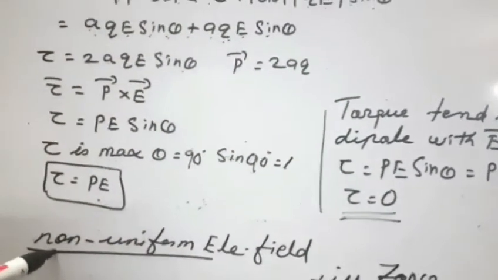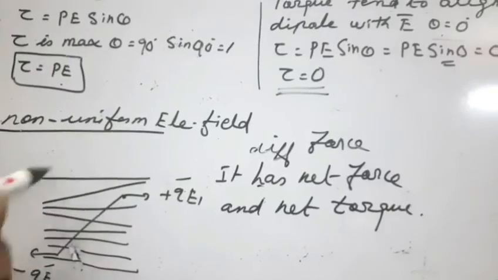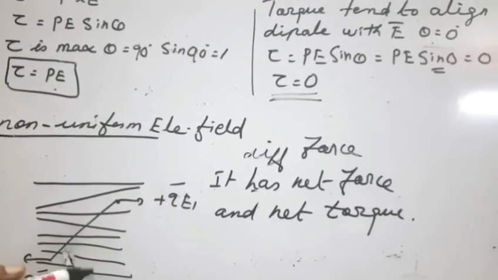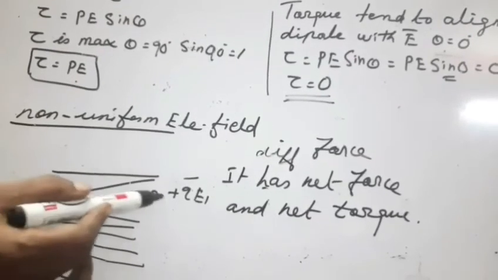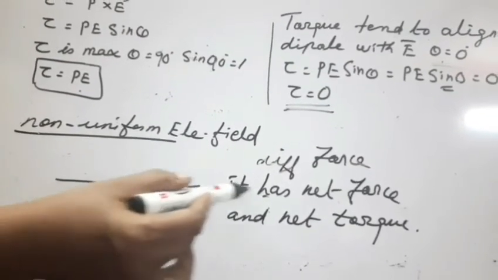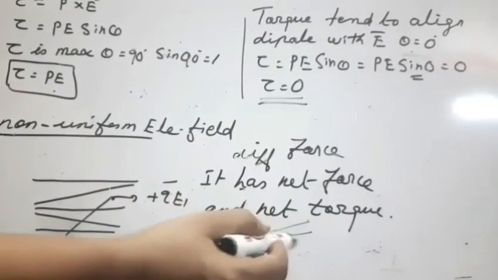Suppose we calculate the torque in a non-uniform electric field. In this non-uniform electric field, both sides experience two different forces. Therefore, it has a net force as well as a torque. So this is known as the torque.